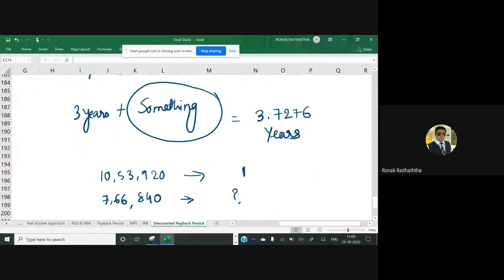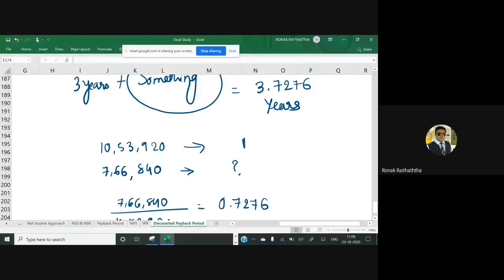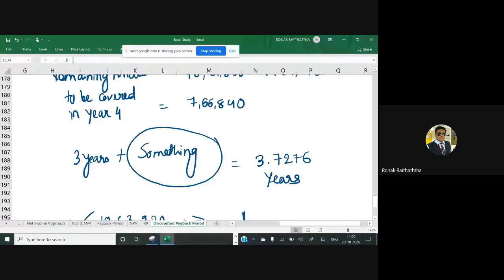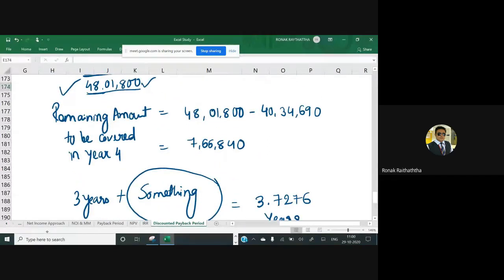In 1 year, you will cover up 1053,920. So how much time will be taken to cover 766,840, which is the pending amount to be recovered back in our project? And how did we find the pending amount? Because up to year number 4, we could see 48 was the total cash outflow. And up to year number 3, we could see 43,4,690 as our cumulative present value of cash inflow. So in year number 4, only this much of an amount was pending to be covered.